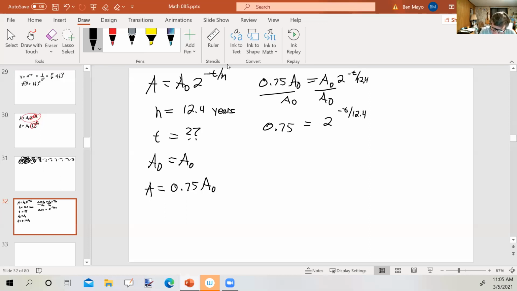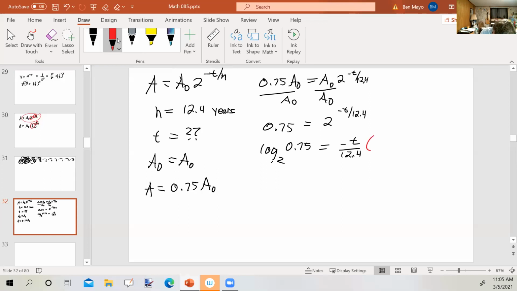I'm going to take that exponential equation and rewrite it as a logarithmic equation. So it's going to be log base 2 of 0.75 equals negative T over 12.4. Any questions there? I'm trying to solve for T.